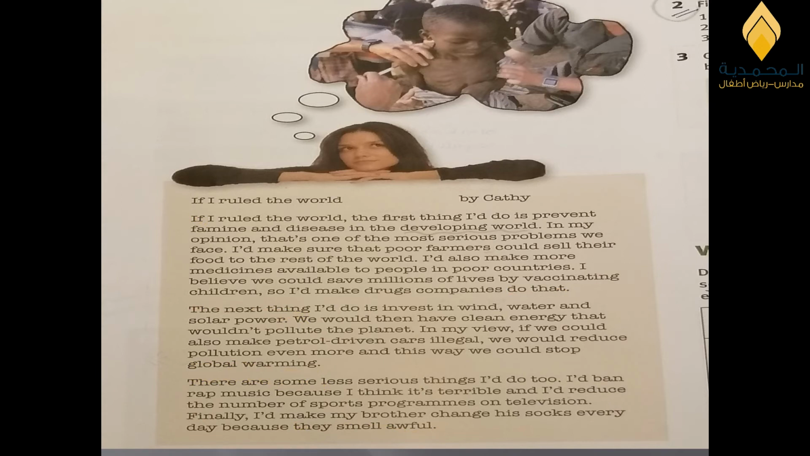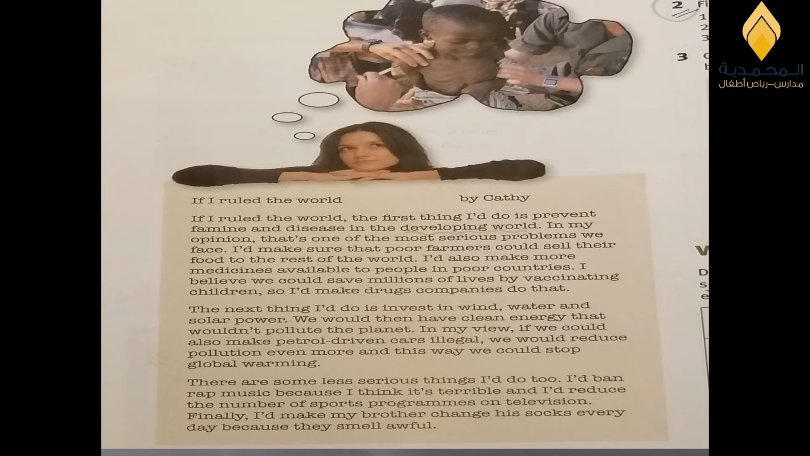Now, let's have a quick look at Kathy's essay, If I Ruled the World by Kathy. If I ruled the world, the first thing I'd do is prevent famine and disease in the developing world. In my opinion, that's one of the most serious problems we face. I'd make sure that poor farmers could sell their food to the rest of the world. I'd make more medicines available to people in poor countries. I believe we could save millions of lives by vaccinating children, so I'd make drugs companies do that.